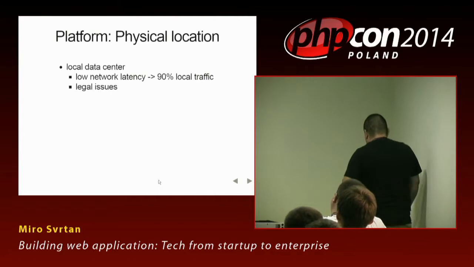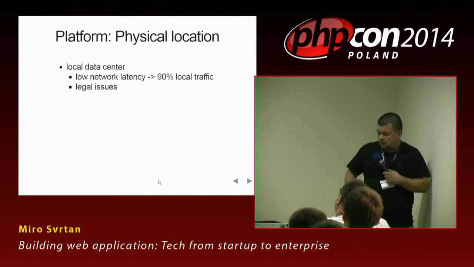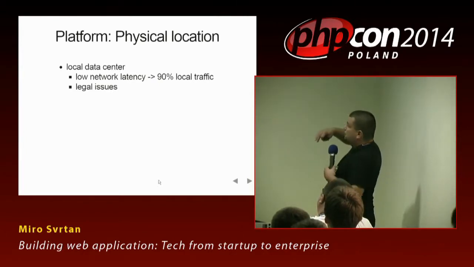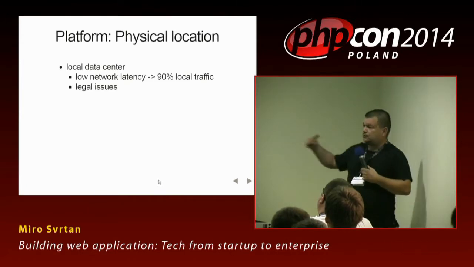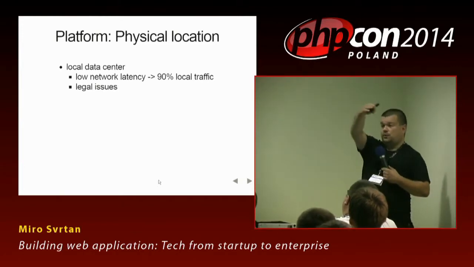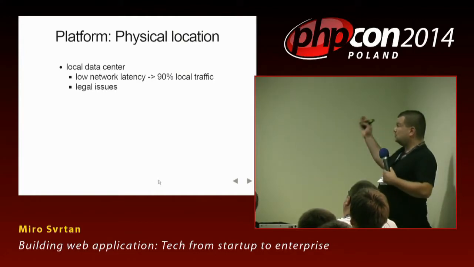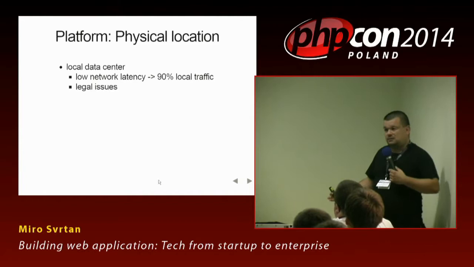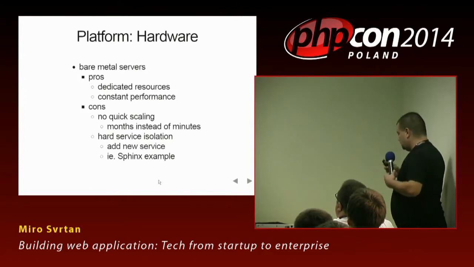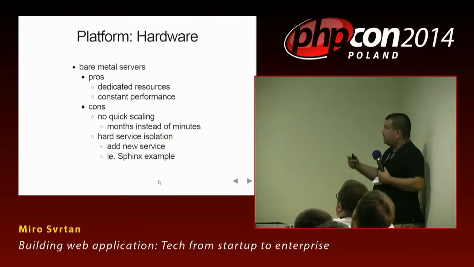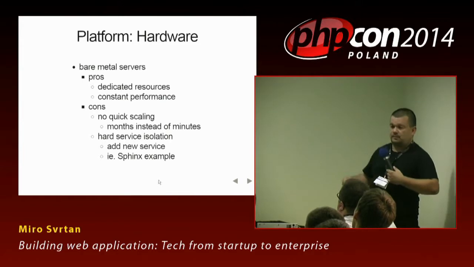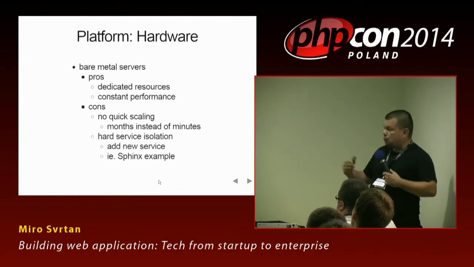So on the physical location, we chose to use a local data center. Why? Because 90% of traffic is Croatians looking to buy or sell things. So you don't want to have your servers in US if 90% of people are here. Just introducing network latency that you really don't need or want. And possibly some legal issues. But with that in mind, we had to do our own bare metal servers. I mean, when I'm saying our own, we had to buy things. And there are some pros and cons.